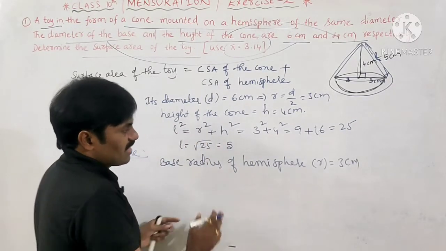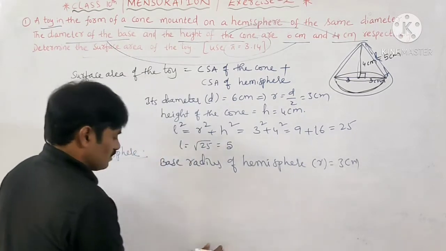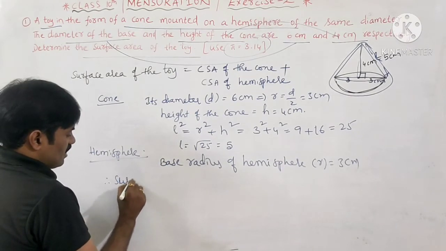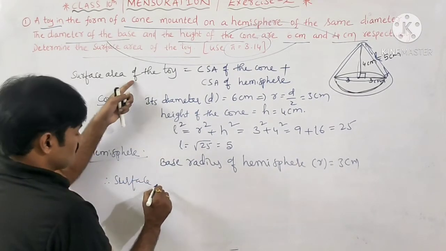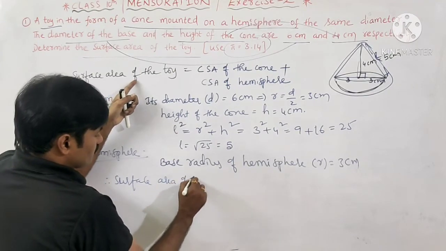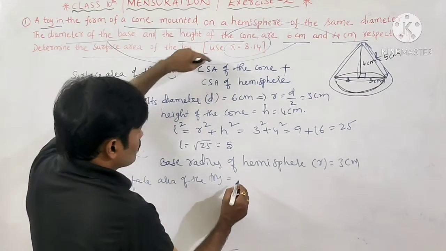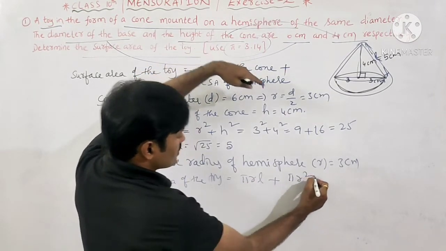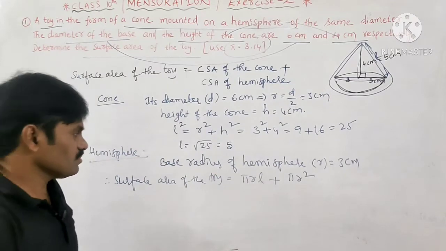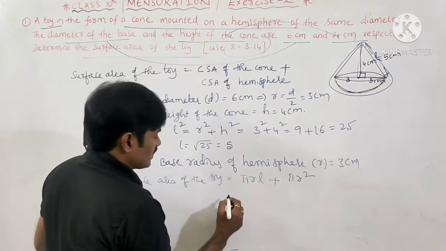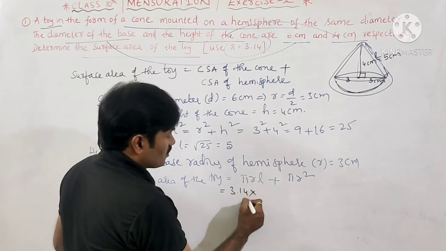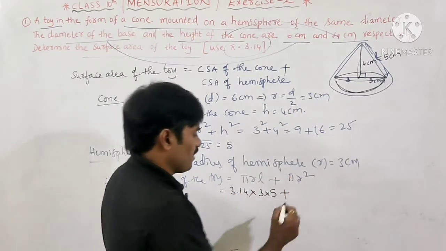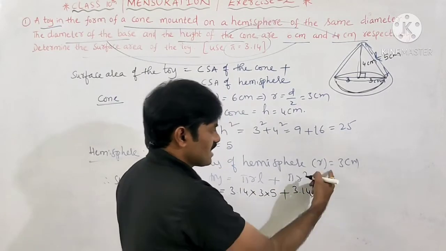Now its CSA you can find easily, 2 pi r square. Now what is the formula? Therefore, the surface area of the toy, as we have already discussed here, is equal to CSA of a cone, pi r l, plus curved surface area of a hemisphere. Now what is the pi value? They have given 3.14 into r value 3 into l value 5, plus pi value 3.14 into, in this case, what is the r value?